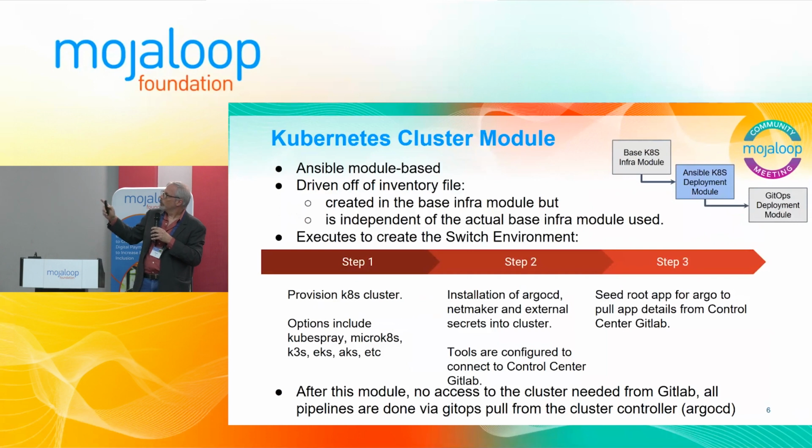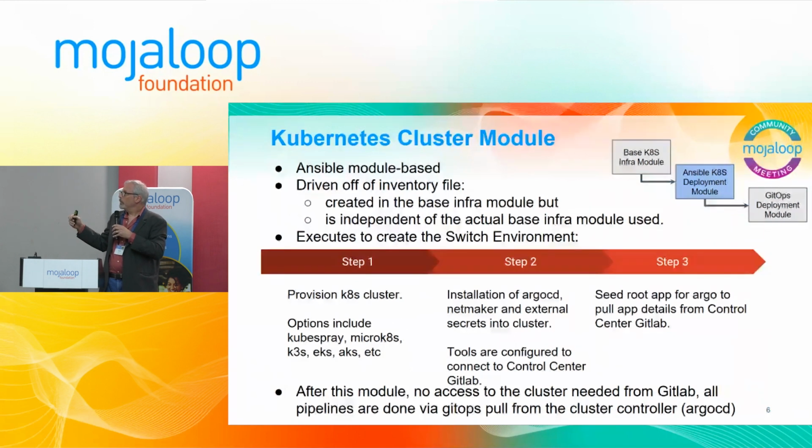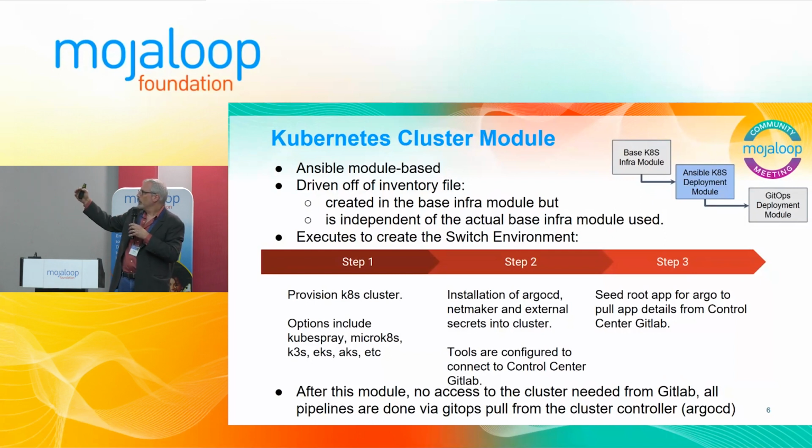The second module, the Kubernetes cluster module. So this is Ansible based. The playbook is designed on a distribution basis. So MicroK8s has one, K3s has a different one, EKS has a different one. And so these playbooks make use of reusable roles in order to deploy into the infrastructure. So step one, provision the K8s cluster. And again, here are the options that we've been talking about: Kubespray, MicroK8s, K3s, the managed Kubernetes options.